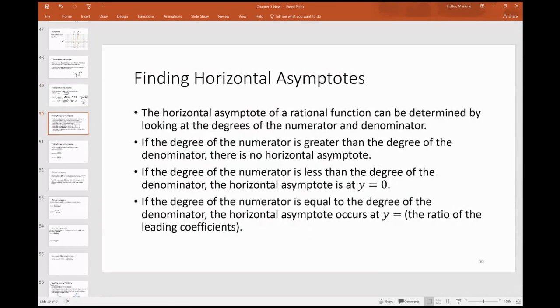Okay. Now, horizontal asymptotes are a little bit more interesting. Okay, to find the horizontal asymptote, we have to look at the degree of the numerator and the degree of the denominator. That's what will lead us to finding the horizontal asymptotes. All right, if the degree of the numerator is greater than the degree of the denominator, then there is no horizontal asymptote. Let's do this. Let's see if I can summarize something. Let's say the degree of the numerator is n.